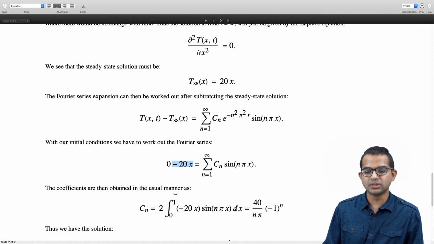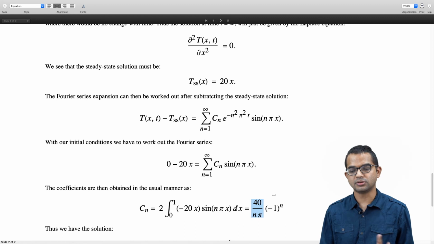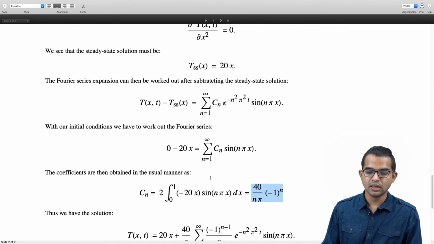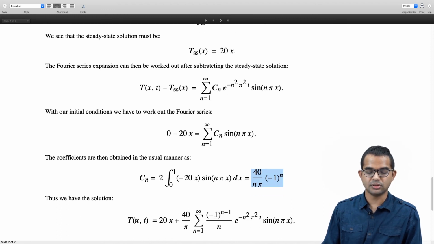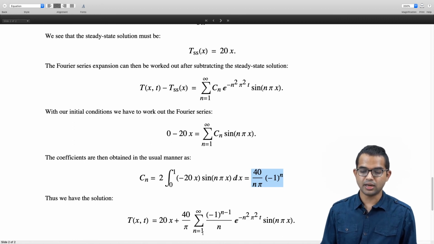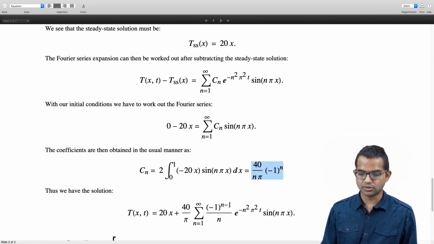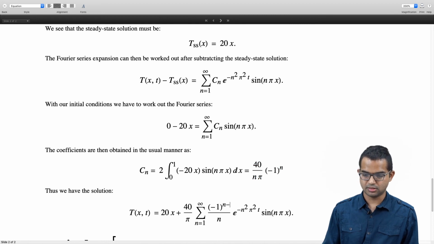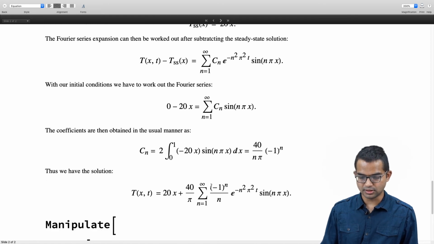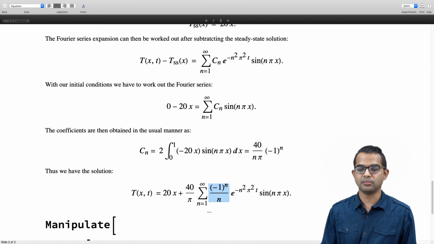There will be this factor of 2 which comes out when you do this integral, you should check this, and the answer is just 40 divided by n pi with signs alternating, so minus, plus, and so on, minus 1 to the power n. You can write it conveniently like this. So the solution is this infinite series. T of x comma t will be just 20x plus 40 by pi summation over n from 1 to infinity of minus 1 to the n, e to the minus n squared pi squared t, divided by n, and also sine of n pi x.